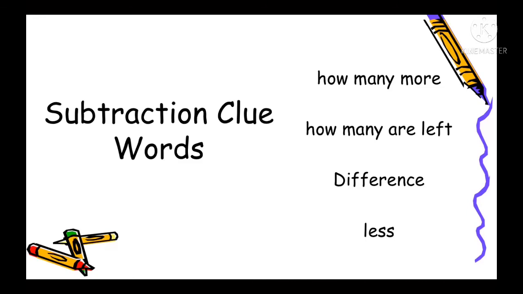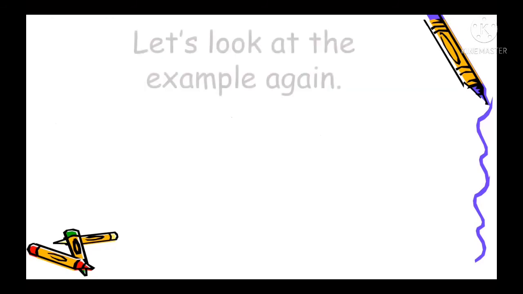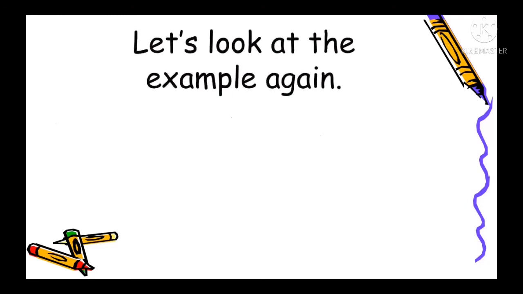So that is how we get a plan. That is only for step 2. We need to find a clue and what will be the operation that we need to use. Is it addition or subtraction? That is for step 2. Let's look at the example again.